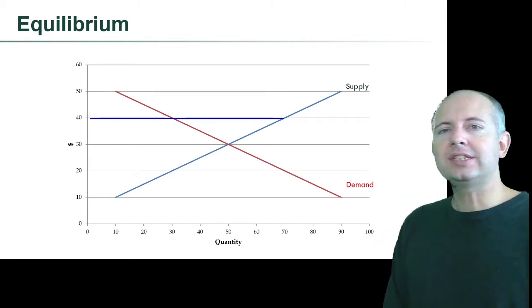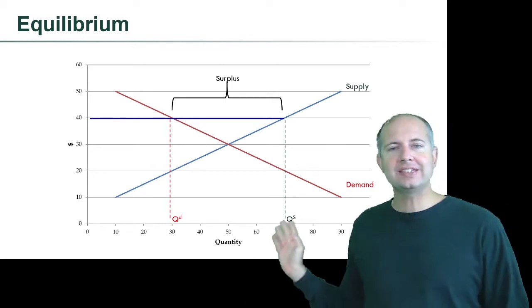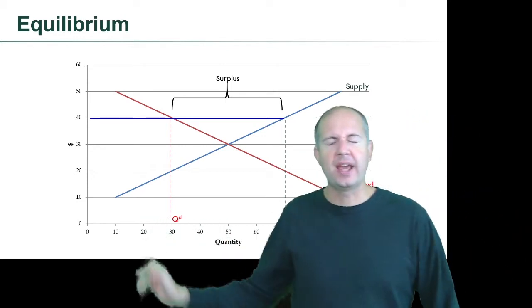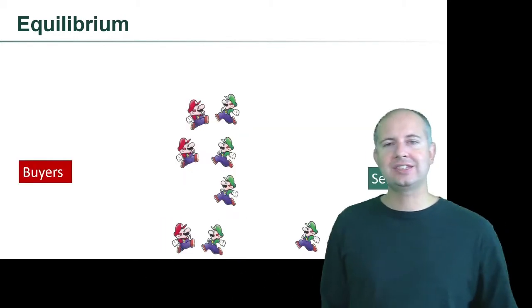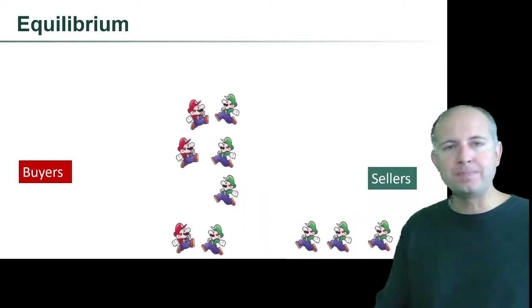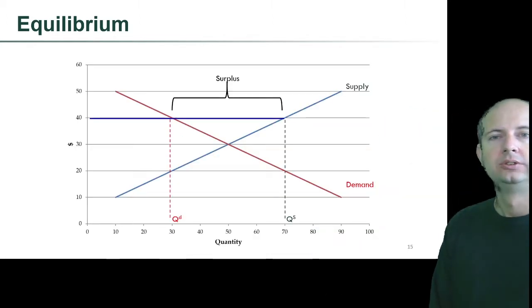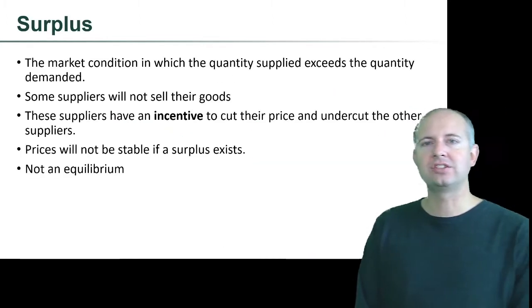So what we see here is a surplus. Quantity supplied exceeds quantity demanded. So whenever we have this situation, there's always going to be Luigis left out. There's always going to be people with product that they want to get rid of where there's no buyer. So this is a surplus.